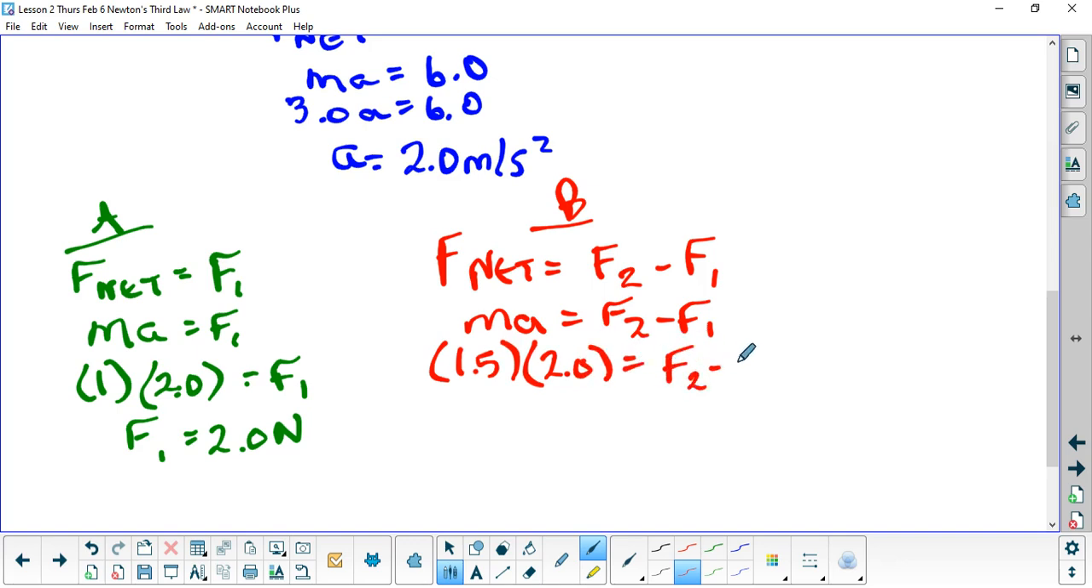And it has F2 pulling it forward, and F1 is slowing it down. We know F1, we found it already. So when you solve for F2, you find that it is 5 newtons, and that is what you'd put in your therefore statement.